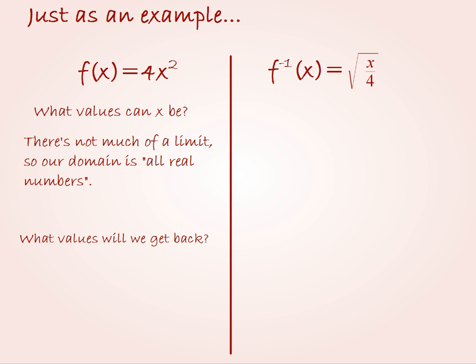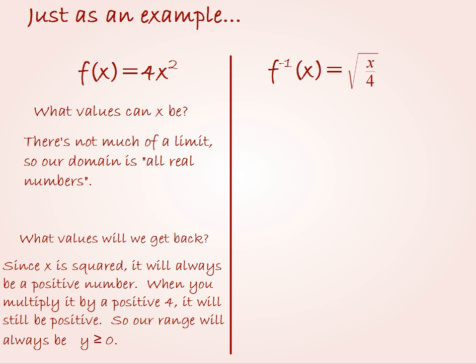What values will you get out? What y values will you get? When I put in any of those x values, what will my y values look like? Take into consideration for just a second that since x is squared, that's always going to be a positive number. When I multiply it by a positive 4, it's still going to be positive. So our range is going to be all those positive numbers, and I can write that as y is greater than or equal to 0. This means all those positive numbers.